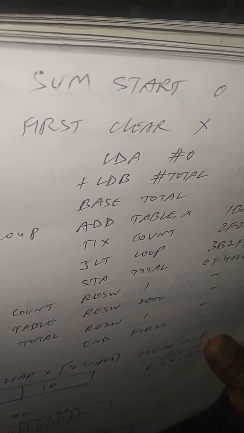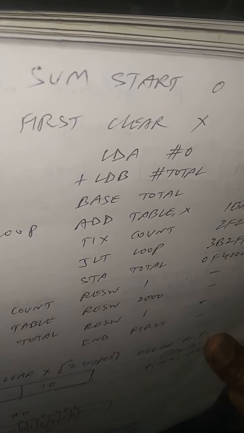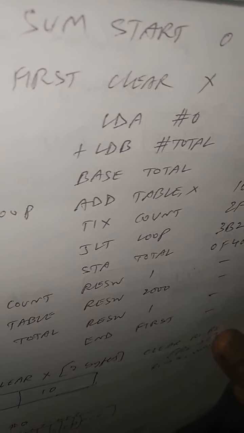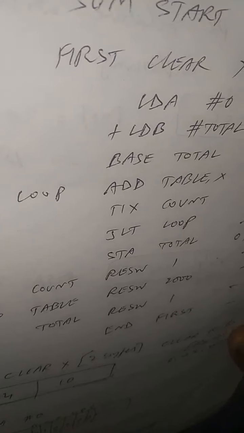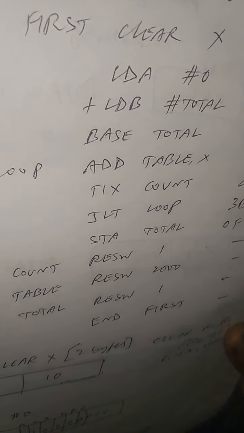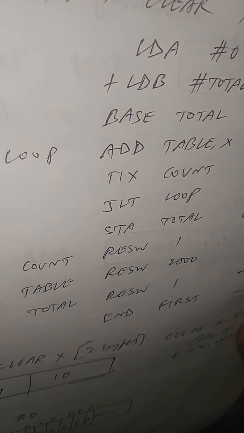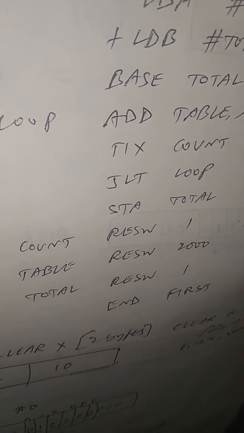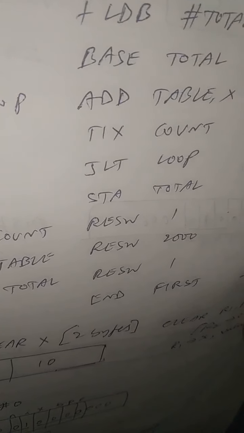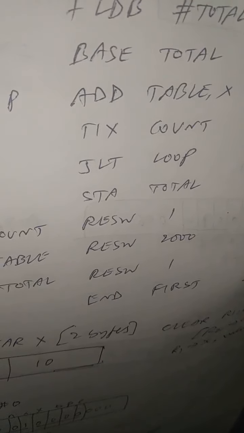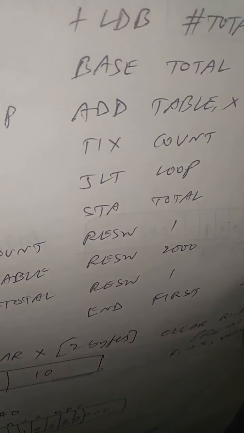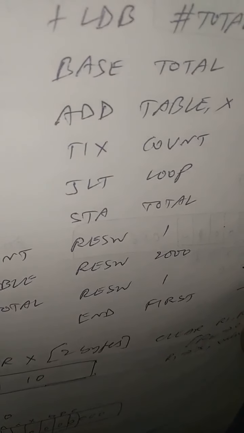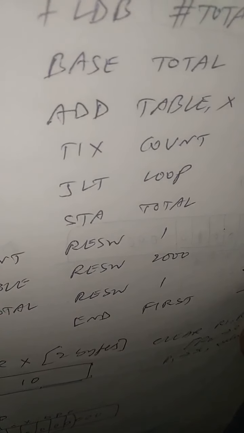Then we have FIRST as the label: CLEAR X, LDA #0, +LDB #TOTAL, BASE TOTAL, then LOOP ADD TABLE,X, TIX COUNT, JLT LOOP, STA TOTAL, COUNT RESW 1, TABLE RESW 2000, TOTAL RESW 1, END FIRST. So here the program will end. When we encounter END, which is an assembler directive, it has to begin at FIRST.